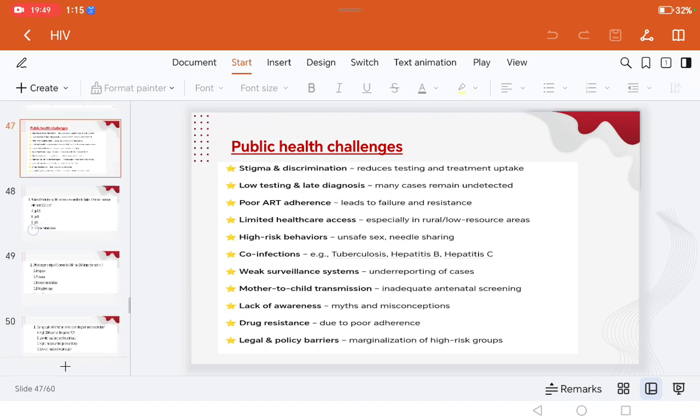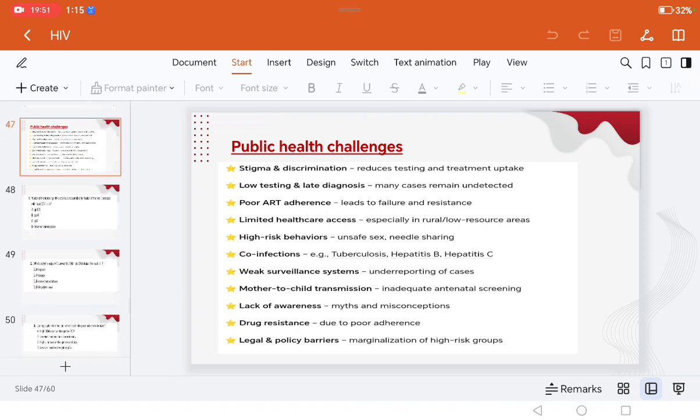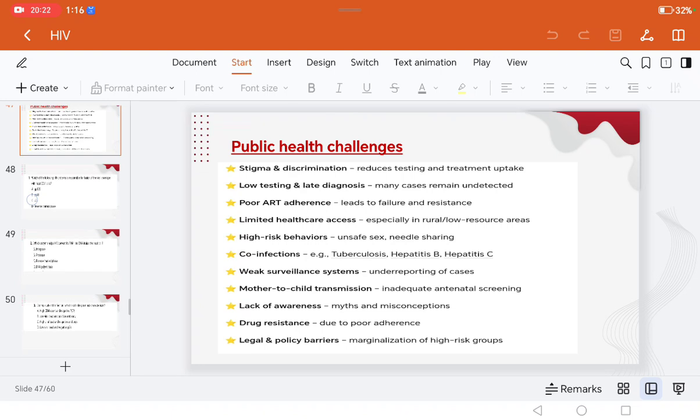So, what are the public health challenges that we face in our society regarding the management of HIV? These are stigma and discrimination, which lead to reduced testing and treatment uptake, and low testing and late diagnosis, so many cases remain undetected. Then poor ART adherence leads to failure and resistance, and limited healthcare access, especially in rural areas. Then there are high risk behaviors like unsafe sex or needle sharing, and co-infections like TB, Hep B and C.